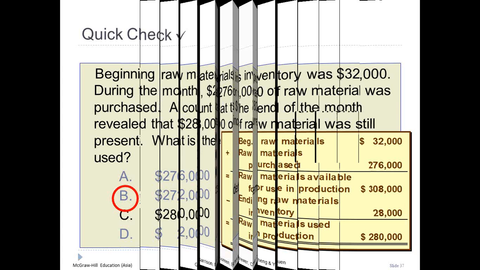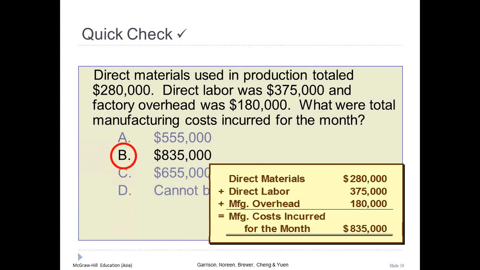Direct labor was $375,000 and factory overhead was $180,000. What were total manufacturing costs incurred for the month? $835,000.